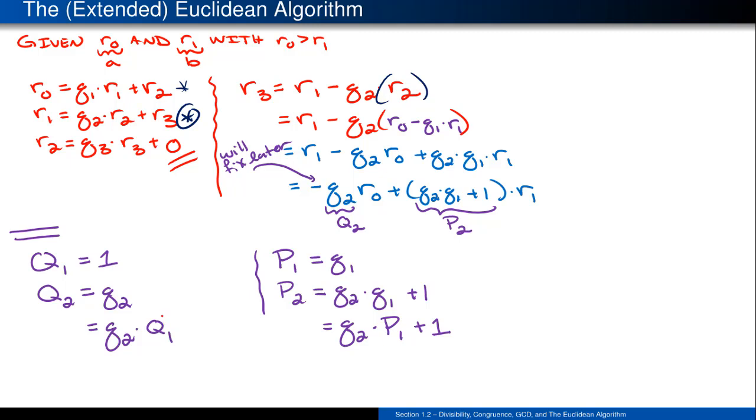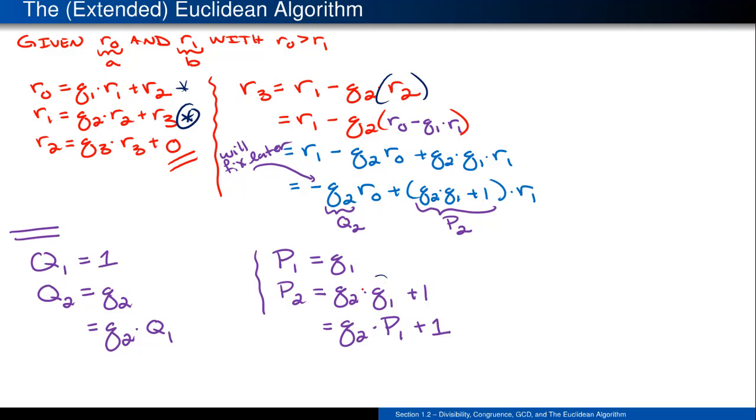On the other side, it becomes a little bit more interesting. This P value has a little bit more stuff going on. My P1 I remember as being this little Q1, that first quotient that occurred. My P2 then becomes Q2 times Q1 plus a 1.